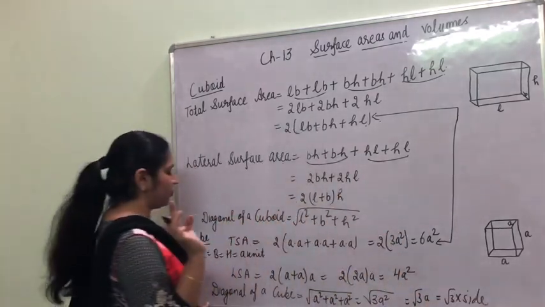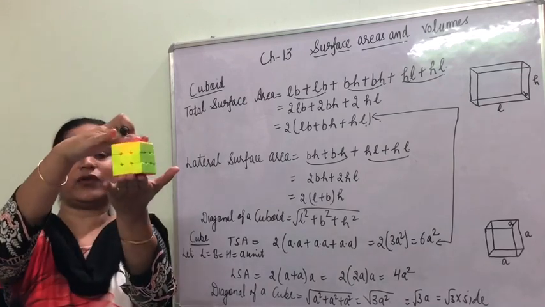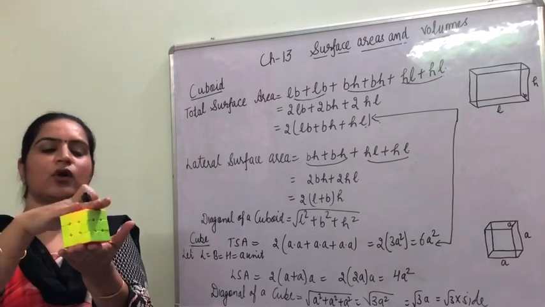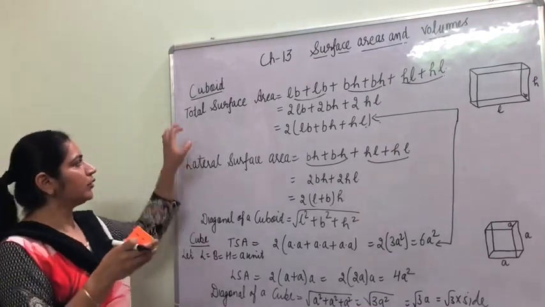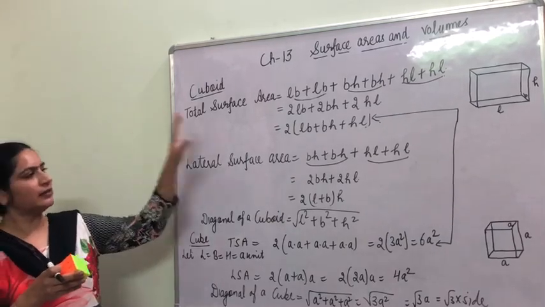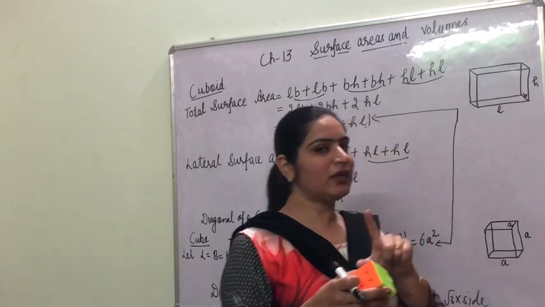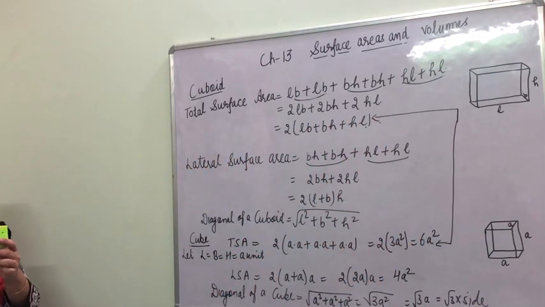One more thing I want to tell you about the cube. Here in the cube there are 6 faces. All the 6 are squares. So 6 congruent faces are there. In a cuboid, there are 6 parallel faces, parallel as well as equal faces, and in a cube there are 6 congruent faces.